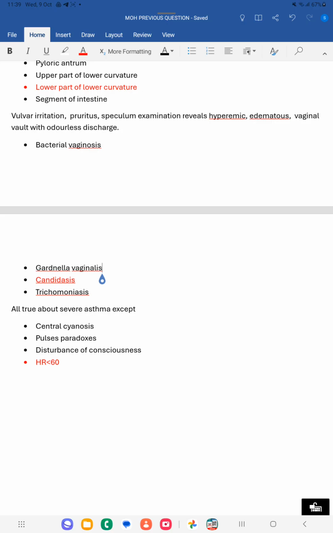But usually in asthma, increased heart rate will be there. So the answer is heart rate less than 60, that is false in this condition. Okay, so the rest of the questions we'll discuss in the next video.